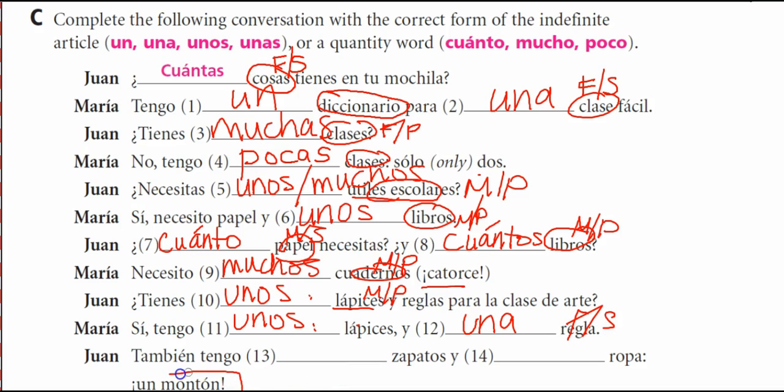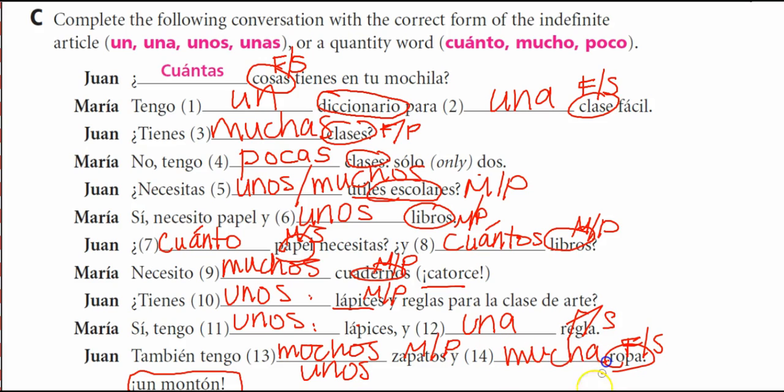Now here, Juan is talking about how much clothing and shoes he has, and it says un montón, so we know he's got a lot of shoes and clothing. So zapatos, masculine plural, muchos. If you used unos, I think that would be okay too. But ropa being feminine singular, we're going to have to go with mucha. Now, if you got some of those things wrong, that's okay. You could go back and redo it later or rewatch how I talked about what we're doing for each one.